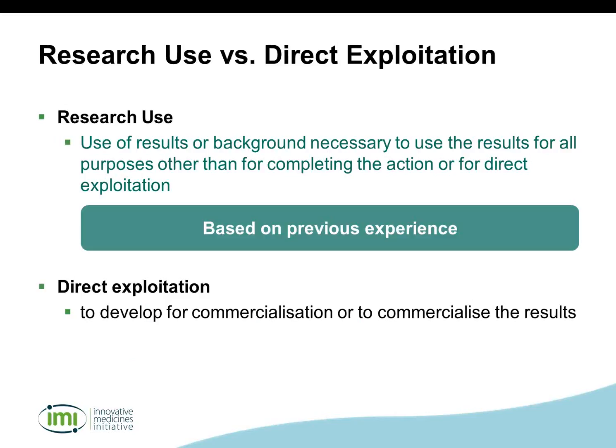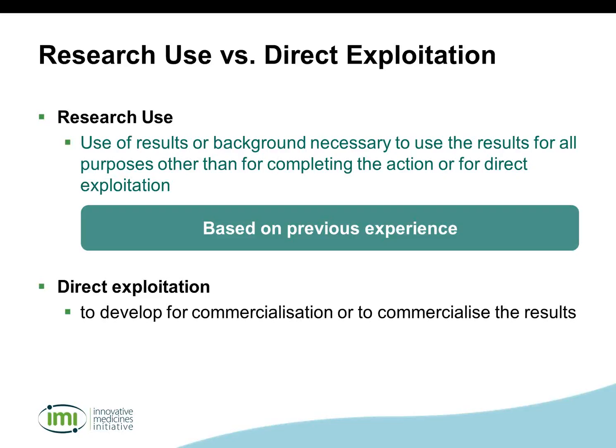And here we come to another key concept of this policy, which is the difference between research use and direct exploitation. Research use is anything which is not project implementation and direct exploitation. In other words, it's the use of your result or background for all purposes which are not in relation to completing the action, so achieving the project objective, or direct exploitation. What is direct exploitation? Direct exploitation is simply to develop for commercialization, to commercialize your result.